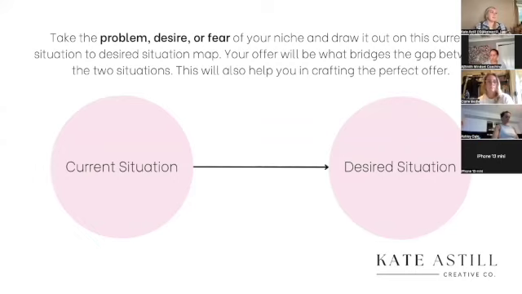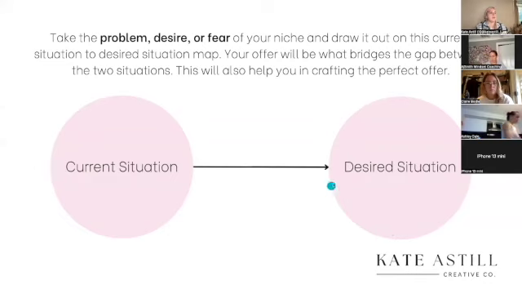Once we've done this, we can take the problem, desire, or fear of our niche and we can draw it out on a map that looks similar to this. So we can look at their current situation and their desired situation. And this arrow in the middle, this is what bridges the gap, and that is your offer. Too often, we focus on advertising our offer. Clients don't want what you offer. They want to know that you can get them to the desired situation.